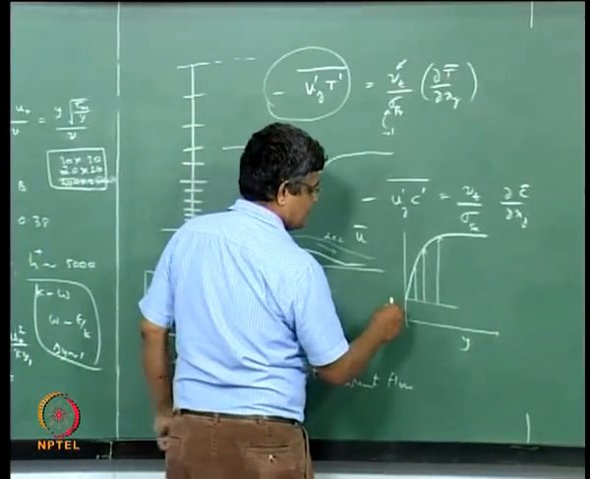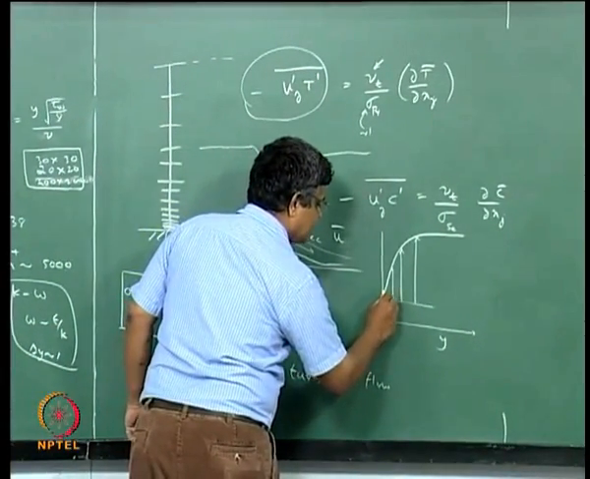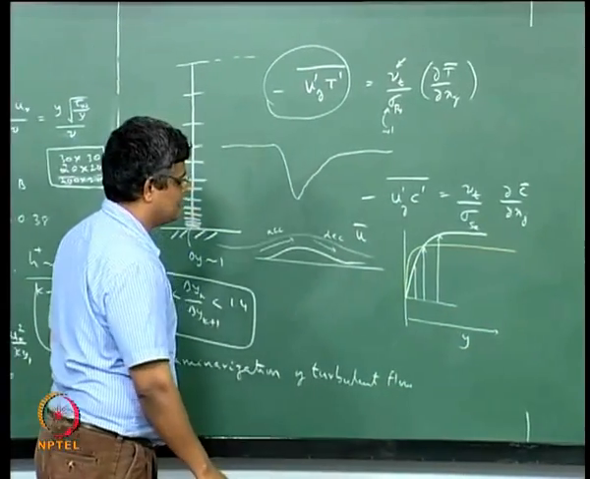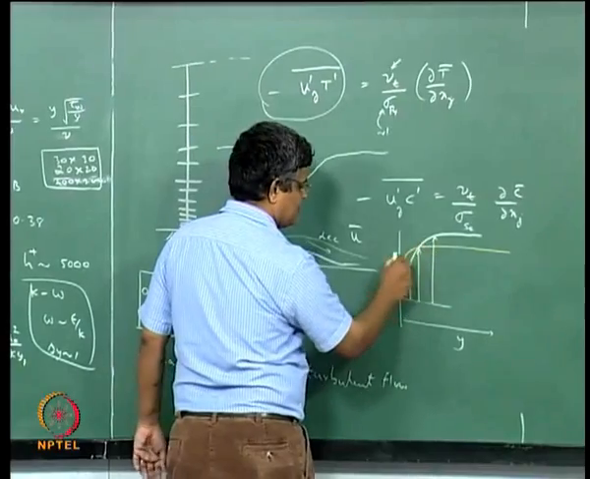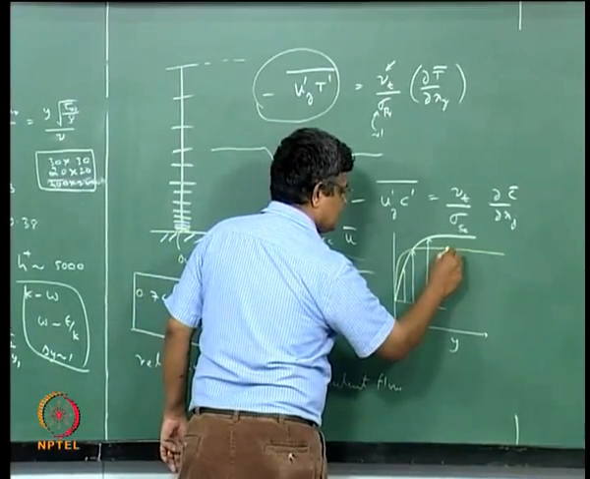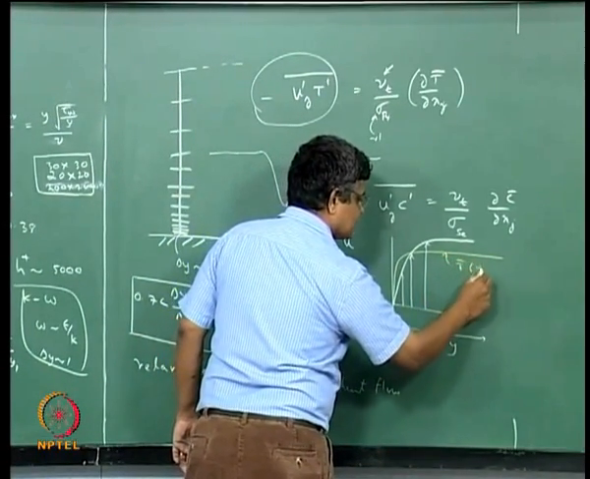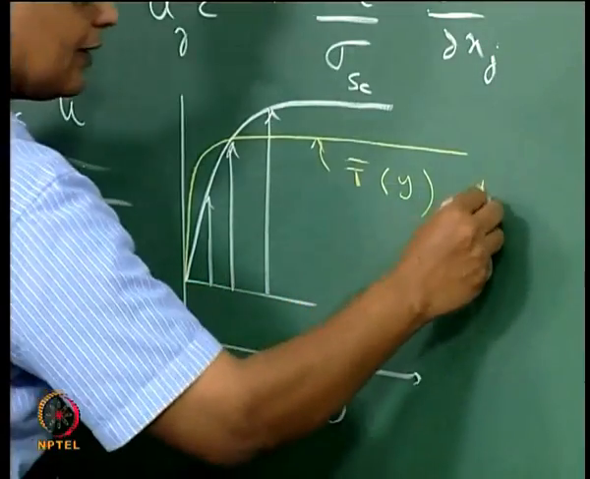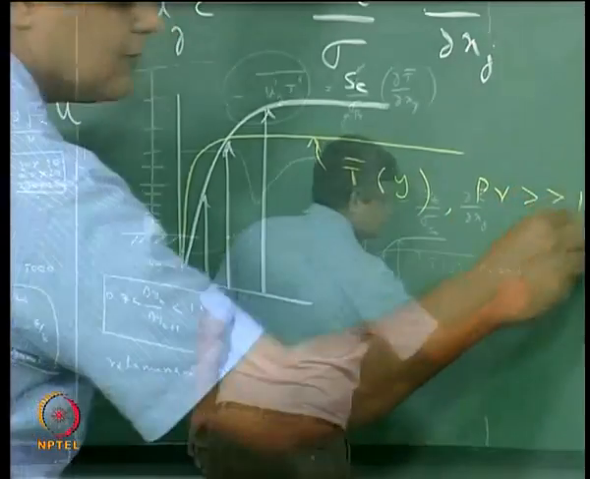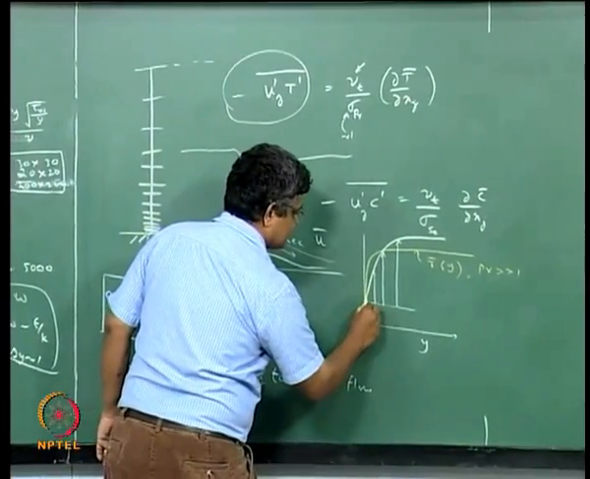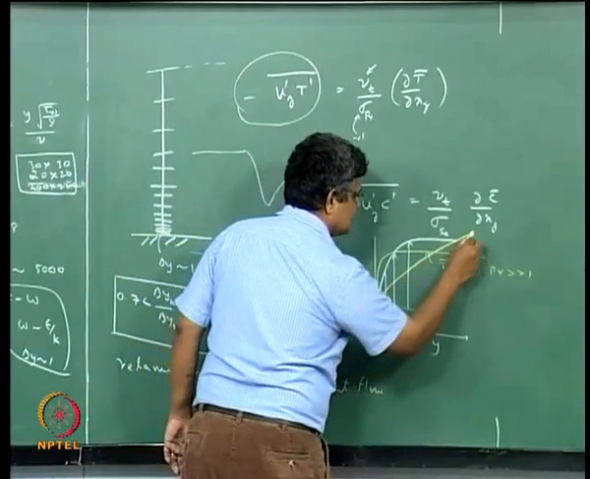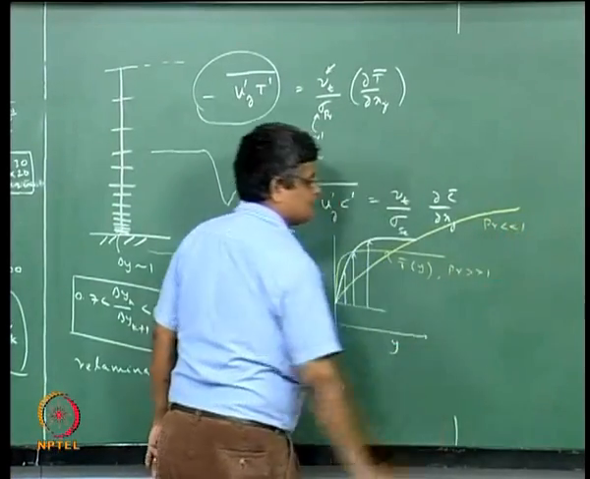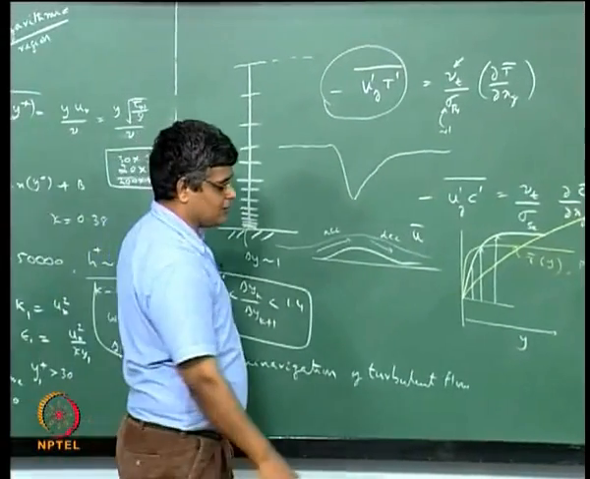The Prandtl number variation can be like this. That is most of the variation of the temperature. So this is T bar as a function of y. It can be like this if the Prandtl number is much greater than 1, and it can be like this if Prandtl number is much less than 1. And what does it mean here?